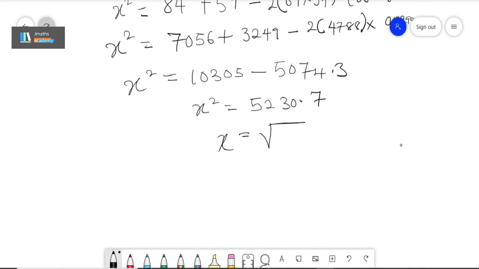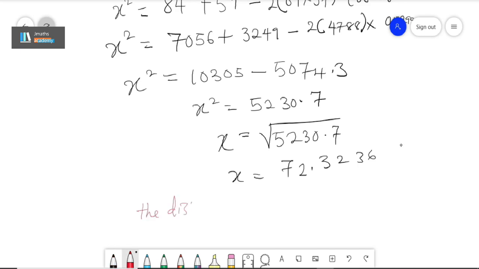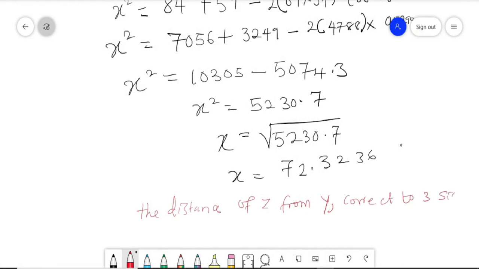x is equal to the root of 5230.7. So we have x to be equal to 72.323. Now we're asked to leave our answer in 3 significant figures. So the distance of z from y, correct to 3 significant figures, is x is equal to 72.3 meters, and this is our final answer.